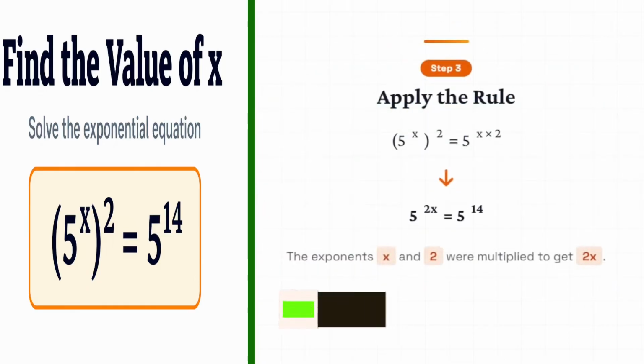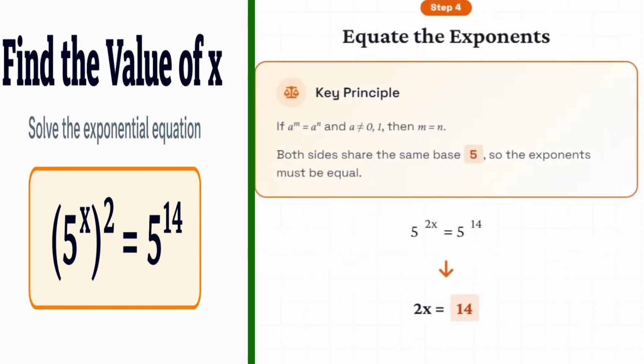Step 3. Apply the rule to the left side. We have (5^x)^2. Using the power of a power rule, we multiply the exponent x by the exponent 2. This gives us 5^(2x). So the equation now becomes 5^(2x) = 5^14.